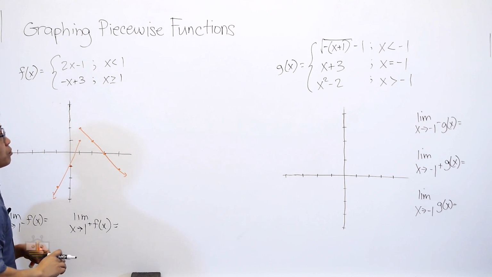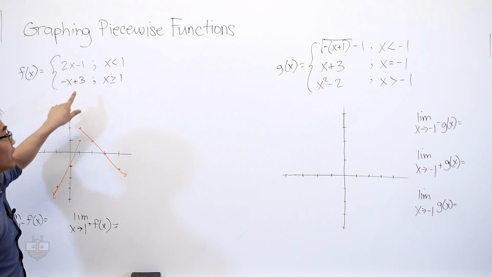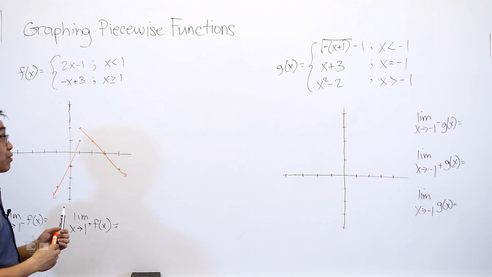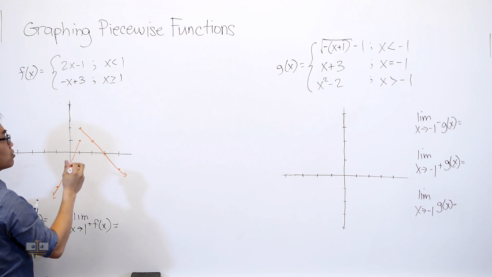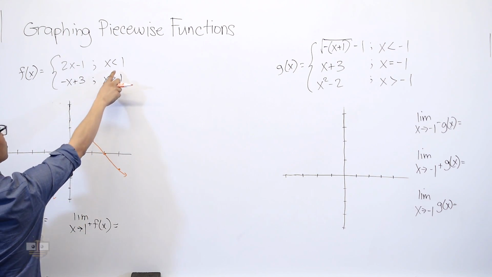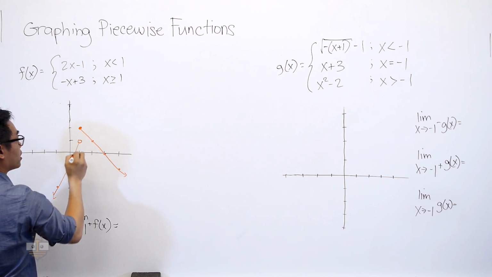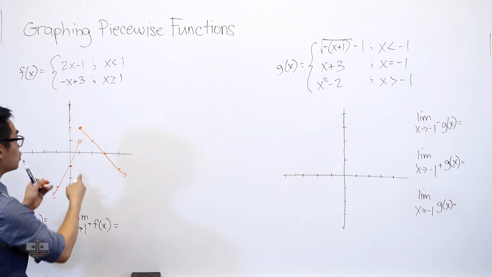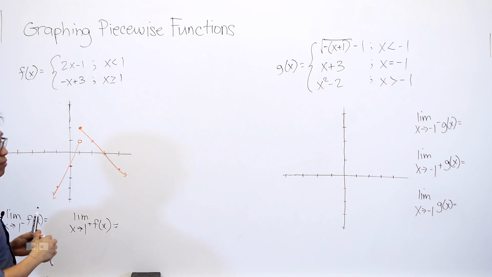There's one more thing to complete. There is an equal to sign for -x plus 3. That means that the function f of x at 1 is wherever the -x plus 3 line is. So you put a solid dot there. But since we don't have an equal sign on 2x minus 1, we have to put a hollow dot here. That means that everywhere just to the left of 1 belongs to this function. So this is the graph of this.